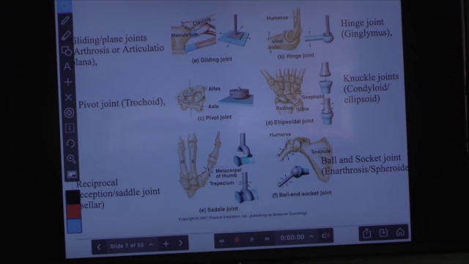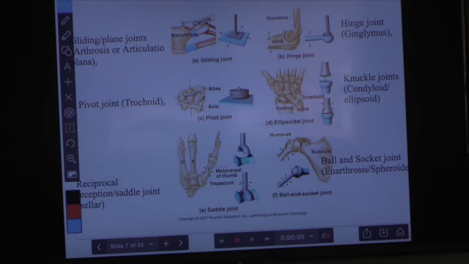All right. The condyloid is also called the ellipsoidal joint. The ball in the socket is also called enarthrosis. In enarthrosis, you have the femur into the ilium, or the humerus into the glenoid fossa.